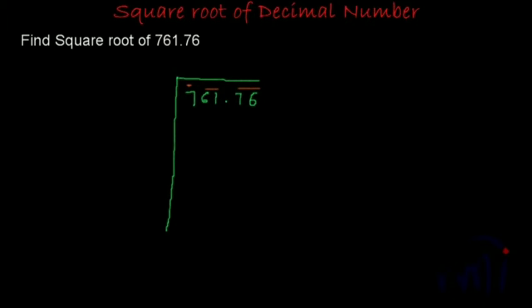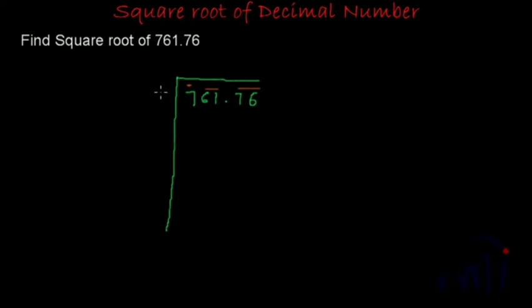Let's focus on how to find the square root of this number. So this is the only difference, right? We have to start making the pairs starting from the decimal point. For the whole number portion, we have to go towards the left, and to make pairs in the decimal part, we have to go towards the right. Okay, so again we will follow the same procedure.